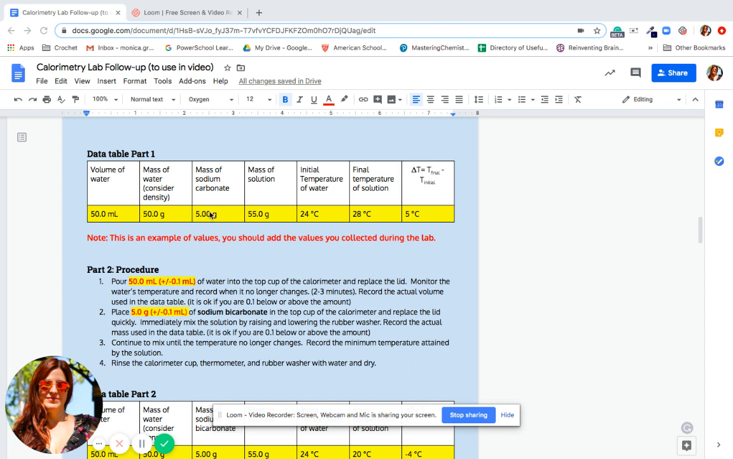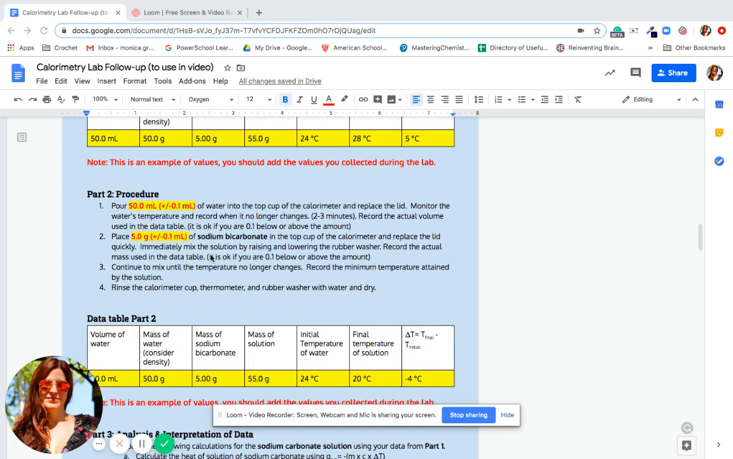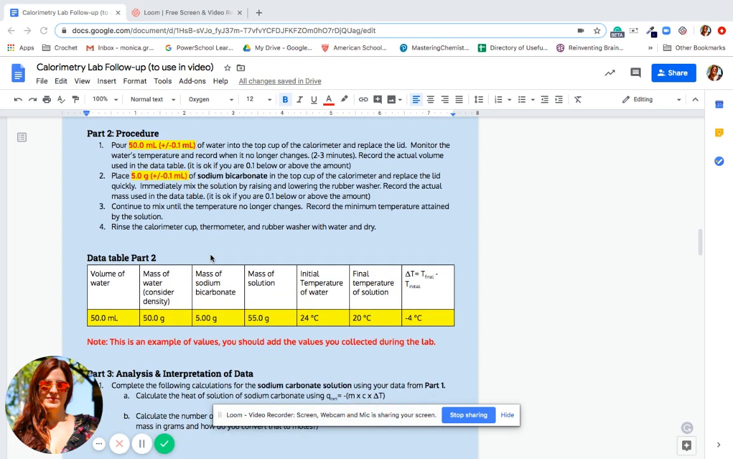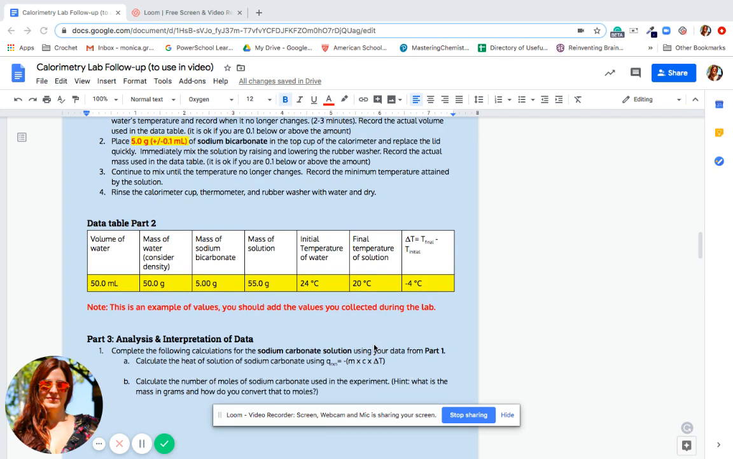Okay, so these values were for the dissolution of sodium carbonate. You were supposed to do the experiment again or share values with other groups who did the experiment again, but now using a different salt, sodium bicarbonate. And again, these are values that I invented. You should add the ones that you collected during the lab.